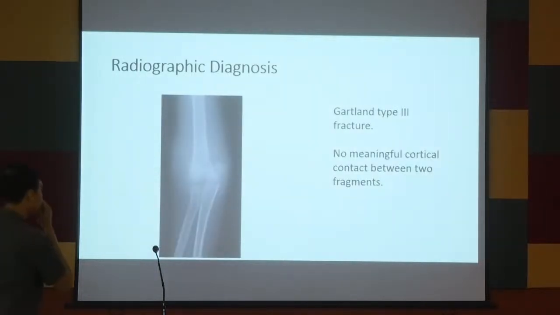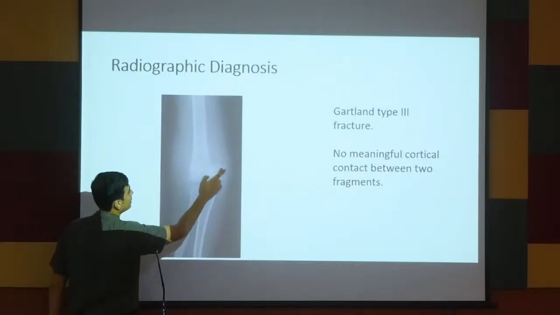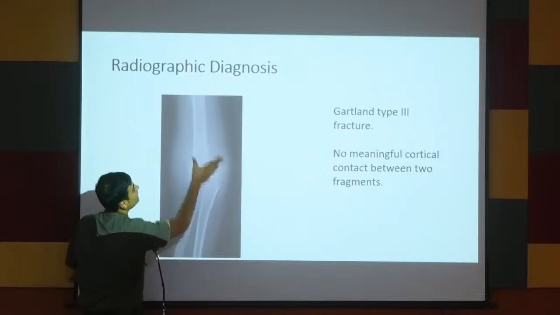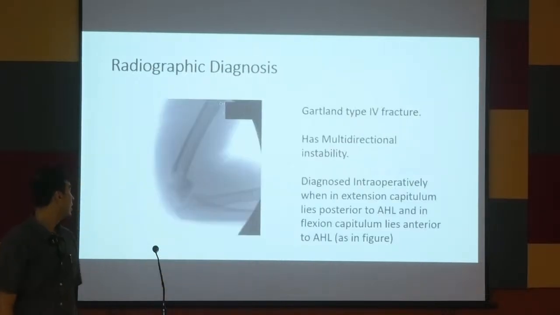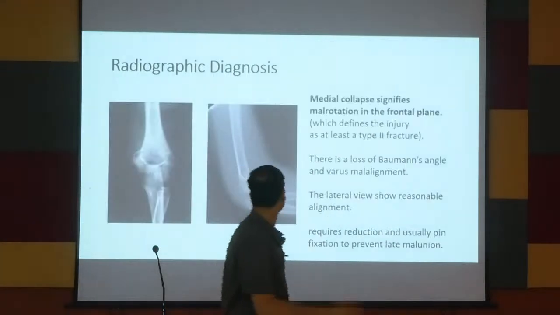Now Gartland type 3. Type 3, now can you see this is the entire thing, and this is the humerus. So this has gone completely displaced and it has shifted anteriorly. Yeah, so this is how a type 3 looks like. And type 4. I have some X-rays of my own cases I will show you in the end. Okay, so this is how a type 4 looks like.